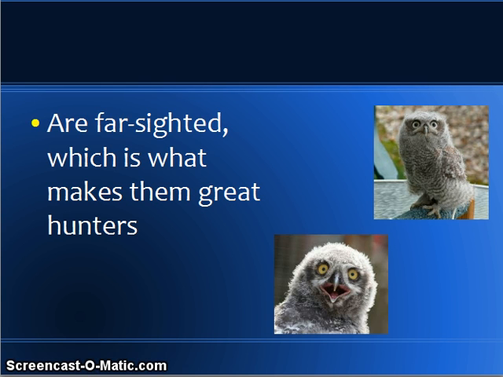And the last interesting fact is owls are mainly farsighted, which means they can't see anything that's near their face. And this is actually what makes them really good hunters, because they fly up really high in the air and can spot anything on the ground. And if you put something a few centimeters within an owl's face, they cannot see it clearly.